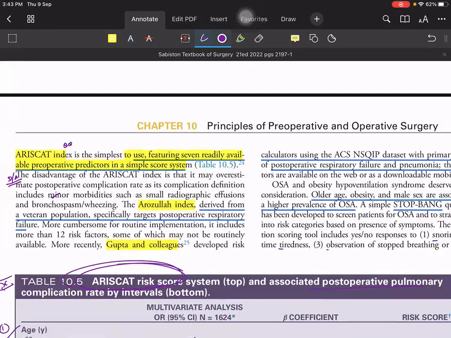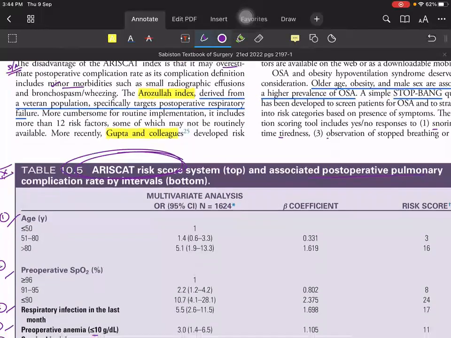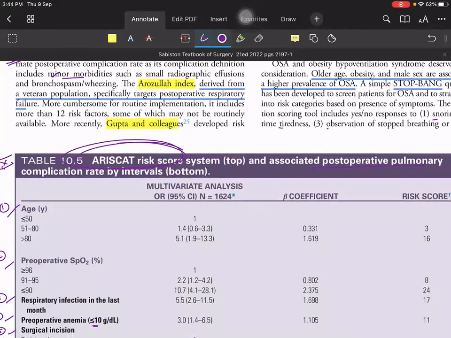What is the one more thing I have to remember? What is the disadvantage of this ARISCAT index? It may overestimate the postoperative complication rate, as its complication definition includes minor morbidities such as small radiographic effusion and bronchospasm. Even minor comorbidities will be overestimated. That is a problem.